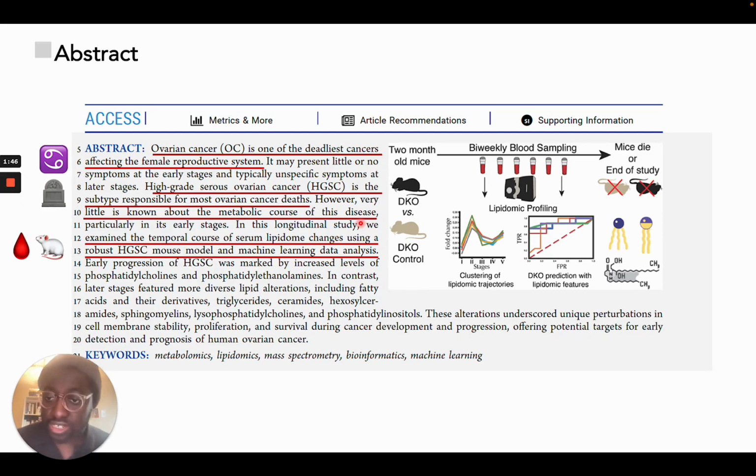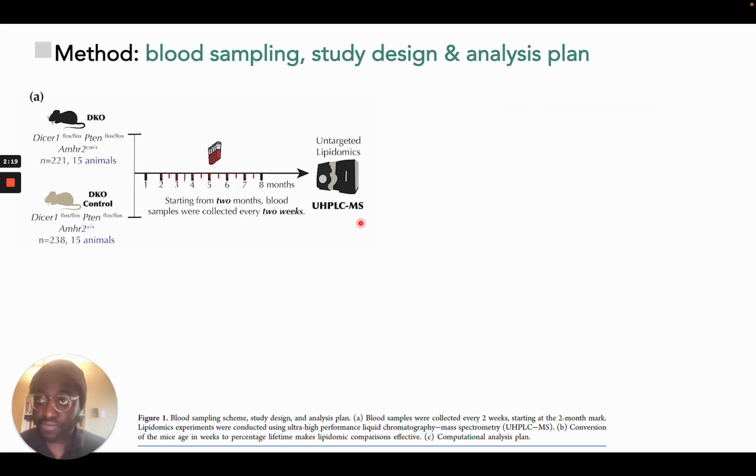In this longitudinal study, we examined the temporal course of the serum lipidome changes using a high-grade serous ovarian cancer mouse model, which I'll call the HGSC mouse model, and using machine learning. We were able to uncover quite interesting dynamics of the remodeling of the lipids that happens as the ovarian cancer progresses in this mouse model. So let's get started.